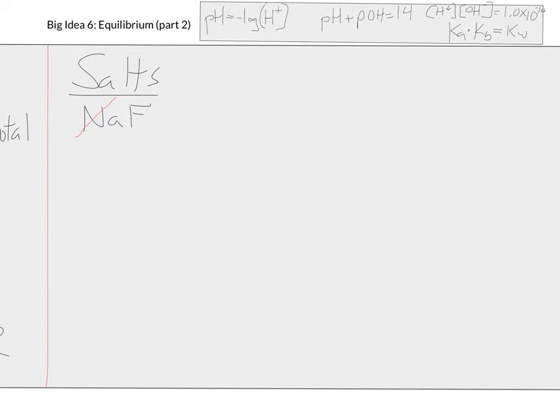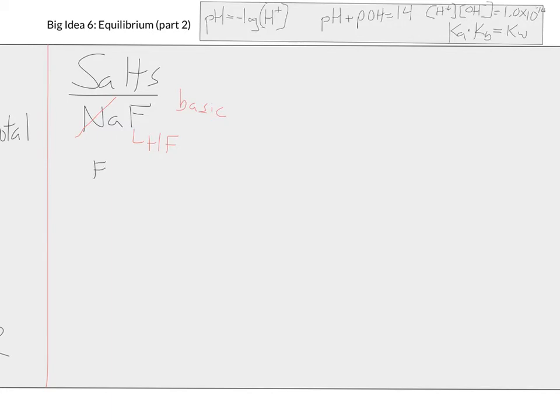But fluoride is the conjugate of HF. And HF is a weak acid. Therefore, F minus is a weak conjugate base. So we need to look at this and identify it as a basic solution. This will have a pH that's not 7. So we need to identify that, and then we could do an ICE chart for the F minus.